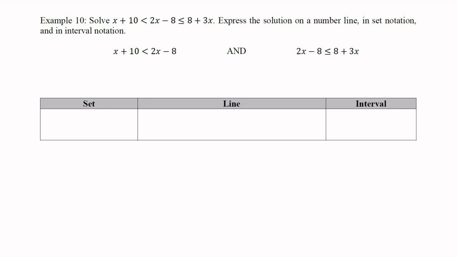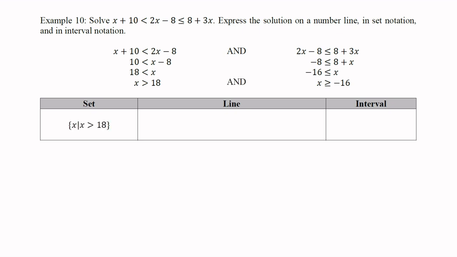Now let's solve the first inequality by subtracting x from each side and then adding 8 to each side to get 18 is less than x, or x is greater than 18. On the other inequality, we're going to start by subtracting 2x from each side and then subtracting 8 from each side, which gives us x is greater than or equal to negative 16. And we're going to stick our "and" in between.